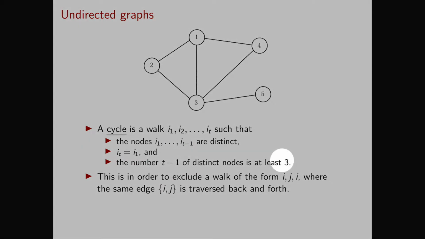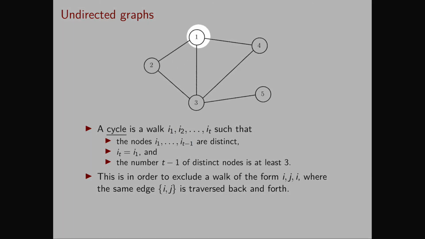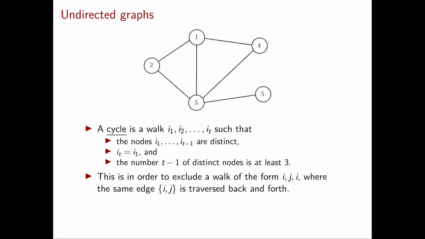The reason we require at least 3 distinct nodes is because we want to exclude a walk of the type 2, 1, 2. And this is because we don't want to traverse the same edge twice back and forth.